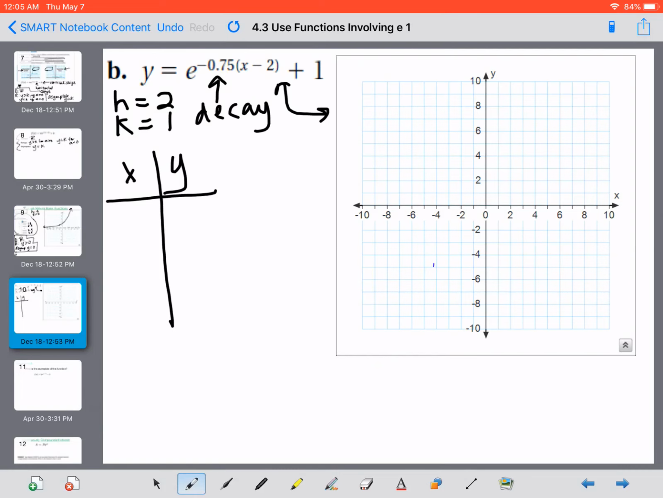Enter the equation into your table. Go ahead and do that. If you have your calculator, just do it right now together. So you'll do second ln raised to the negative 0.75, and then use your parenthesis, x minus 2, close your parenthesis. Make sure you arrow out of your exponent, and then plus 1.